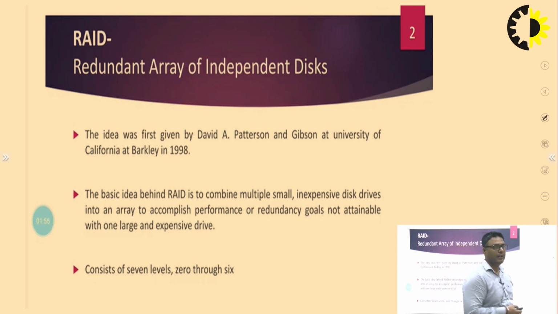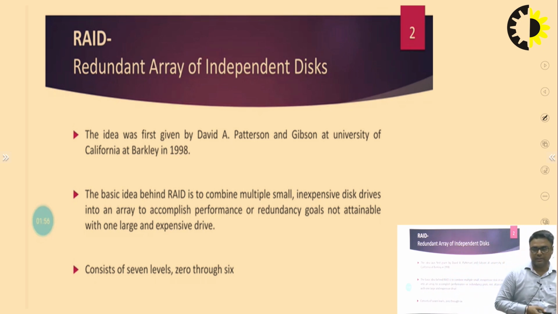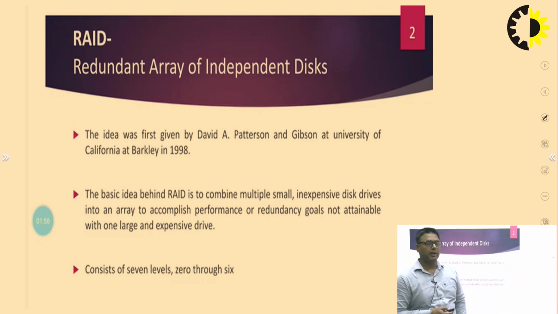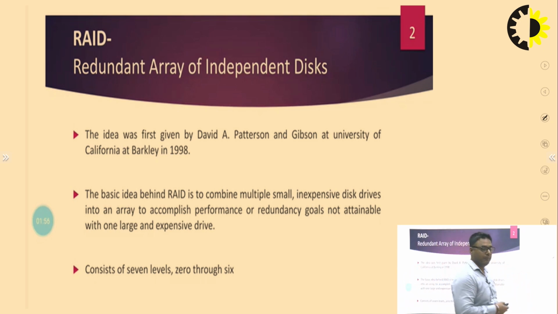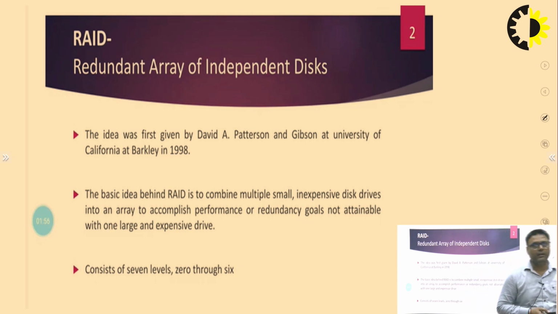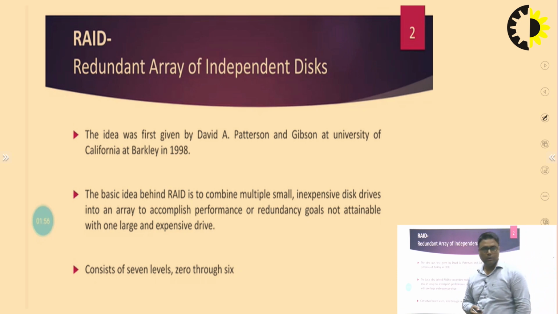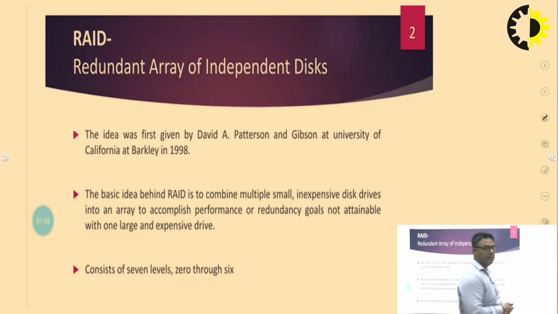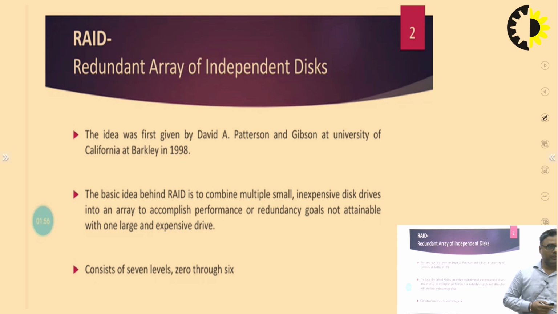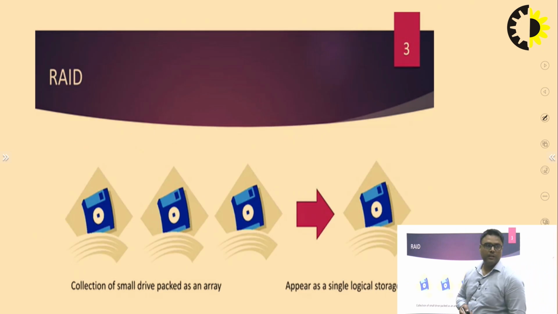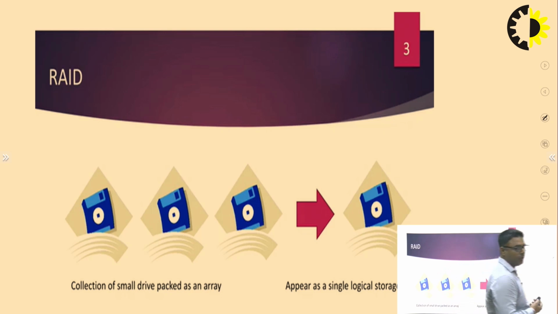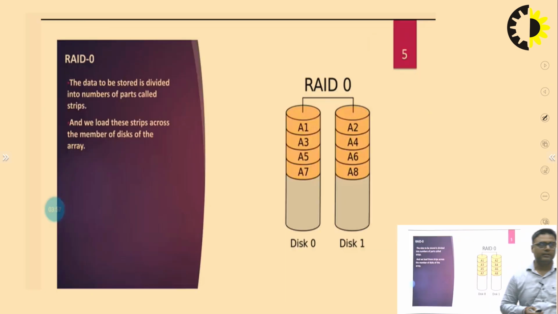Basically, a redundant array of independent disks solves that type of problem, because it creates a backup of the data, and improves the efficiency and the security of the data. So in this topic I have to discuss the 7 levels of redundant array. RAID is a collection of small drives packaged so as to appear as a single logical disk.